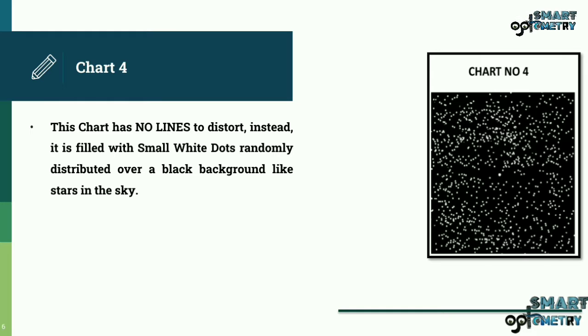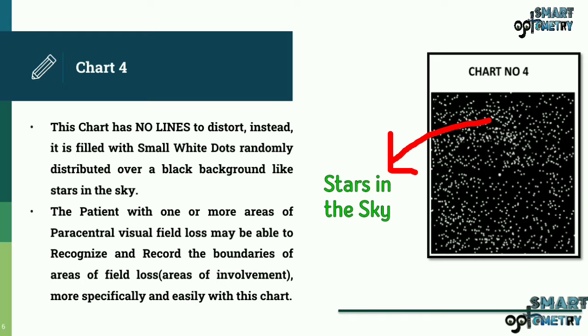Chart 4. This chart has no lines to distort. Instead, it is filled with small white dots randomly distributed over a black background like stars in the sky. The patient with one or more areas of paracentral visual field loss may be able to recognize and record the boundaries of areas of field loss, that is, the areas of involvement, more specifically and easily with this chart. Here you can see the Amsler's chart having a black background with the small white dots randomly distributed over it.